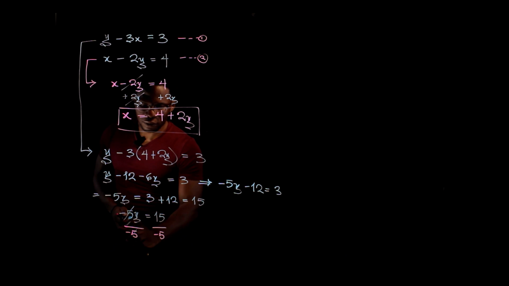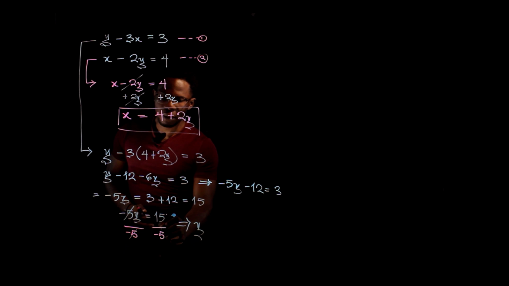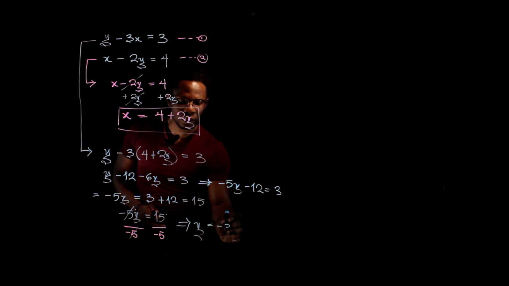minus 5 cancels out the minus 5 here, so we have that our y, and 15 divided by minus 5 becomes minus 3.